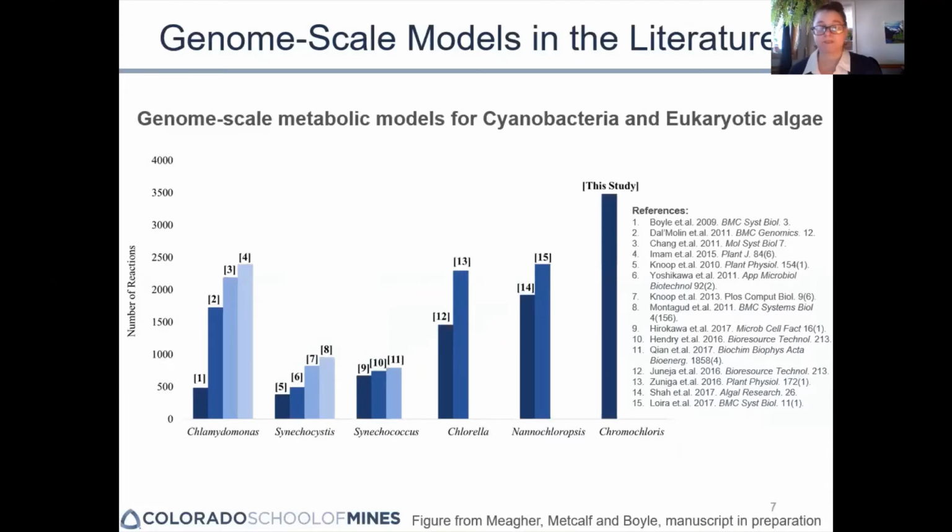With the use of RAPS, our first draft genome-scale metabolic model of Chromochloris has a higher number of reactions than other algal models reviewed. So by leveraging new computational tools like RAPS, we can accomplish a lot more in a shorter period of time than was possible in the past.